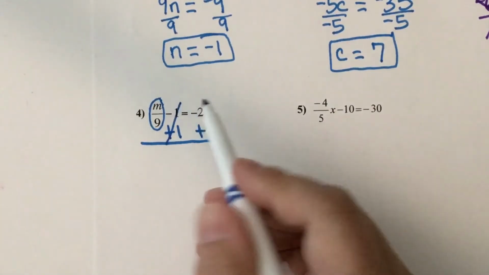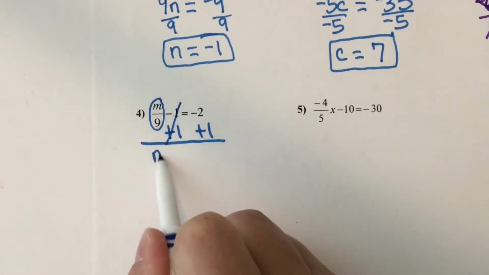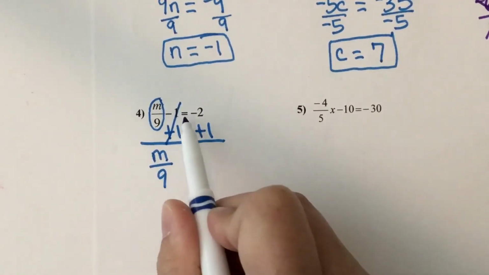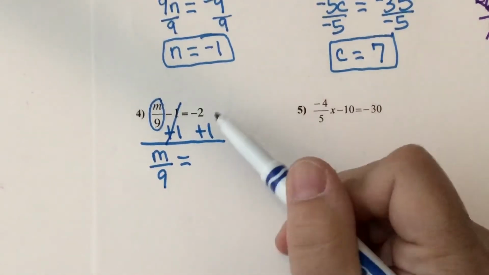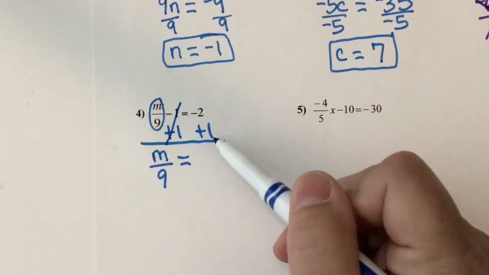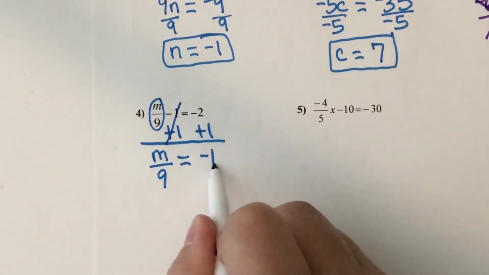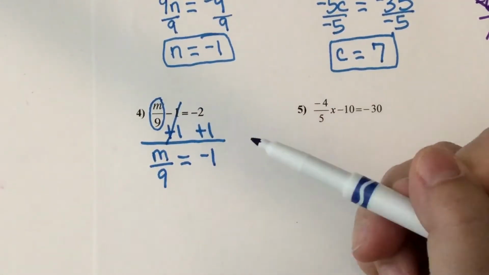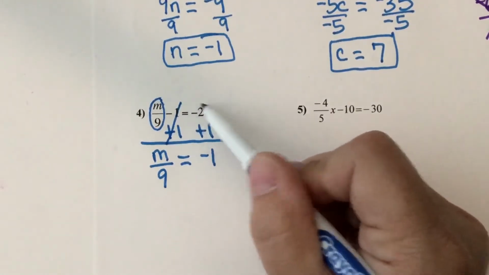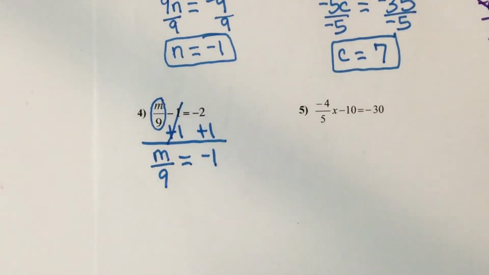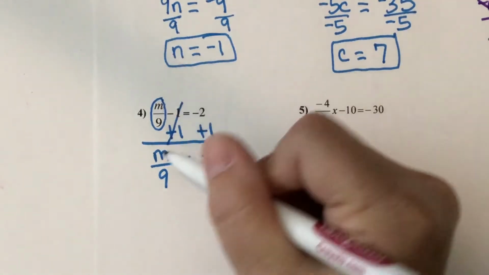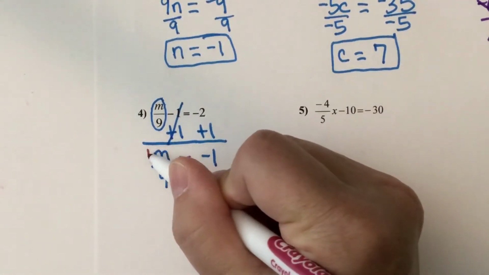So shoop, it's out of there. Bring down that m over 9. Bring down that equals. And then negative 2 plus 1 makes negative 1. Remember, if you have a negative and a positive, subtract. Take the sign of the bigger number. So once again, when you do not see the number in front of the variable, it's understood to be a 1.